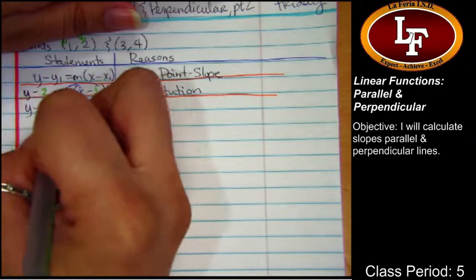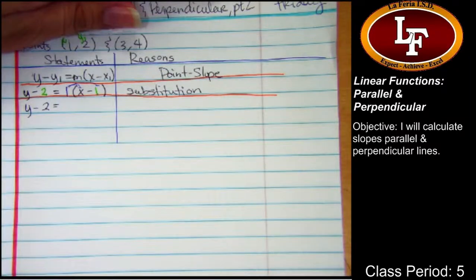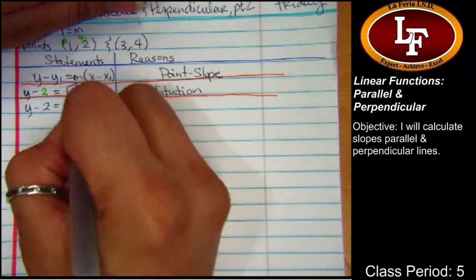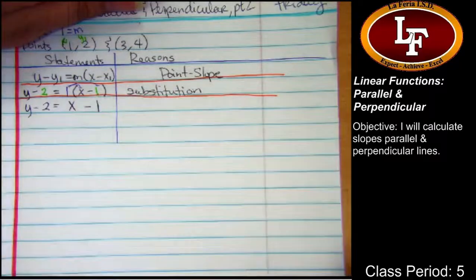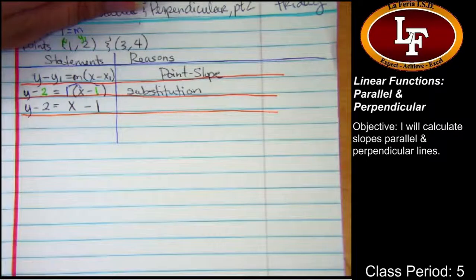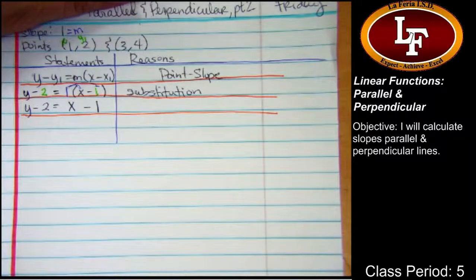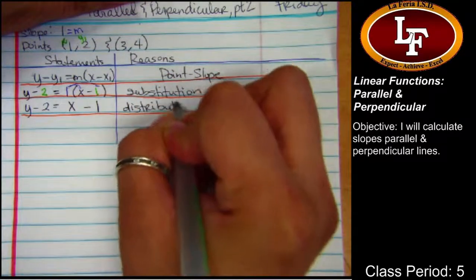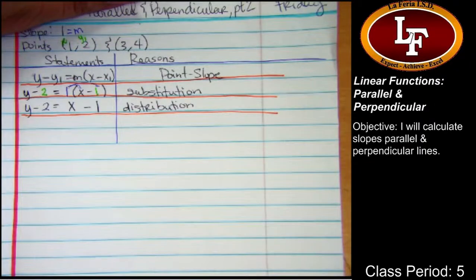Y minus 2 equals... do I have to write the 1 with 1x? No, you don't, because that means 1 times x, and 1 times whatever is the whatever. So 1 times x is just x. Fantastic. Now what? Oh, I need to put the reason. Now what? Add 2.